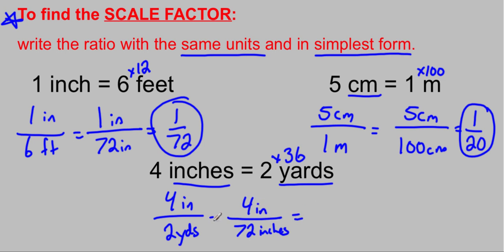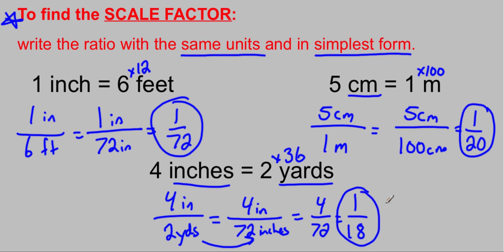And now we go to simplify. So we've changed our units. Now we get rid of our units and we simplify. 4 over 72. Well, those can each be divided by 4. And I get 1 over 18. So I have a scale factor of 1/18.